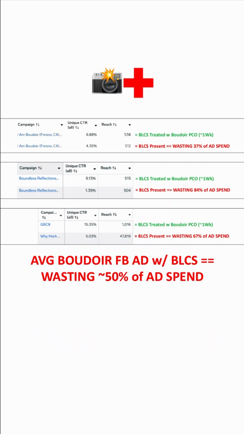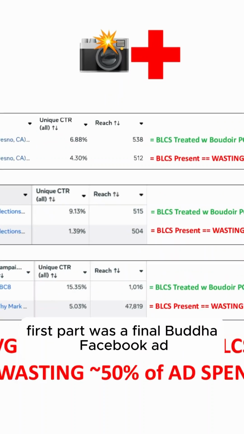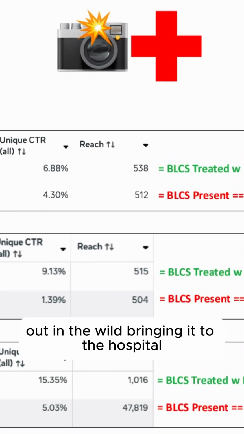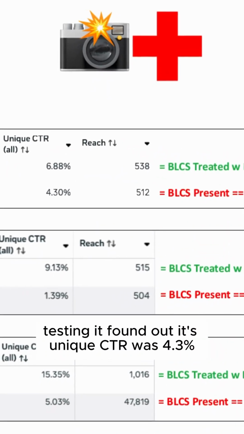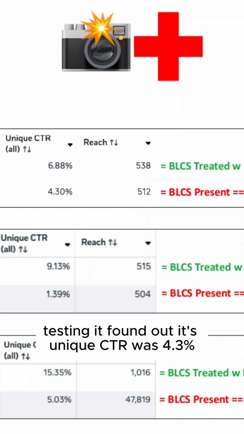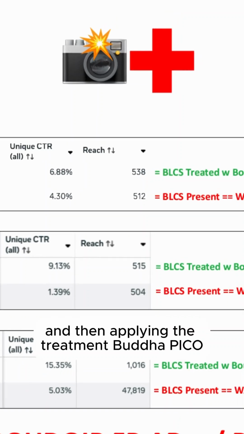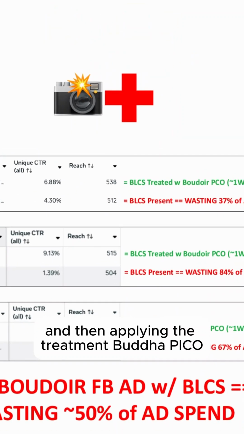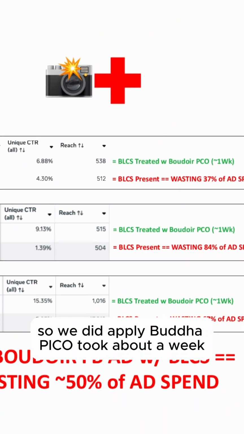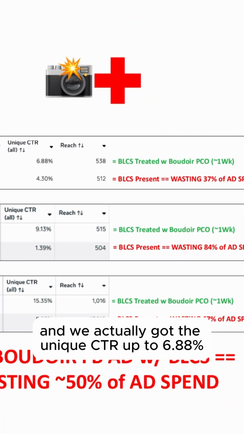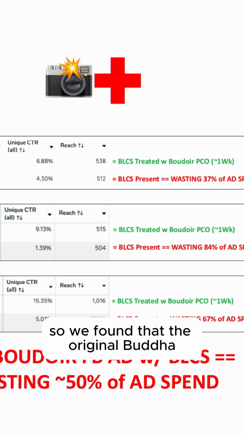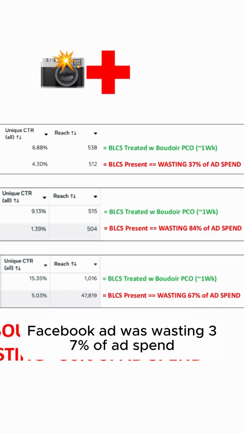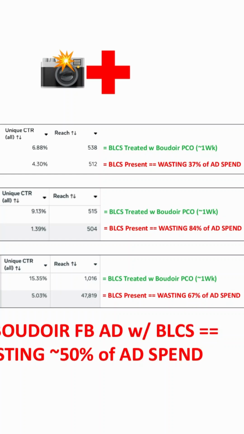So from my residency, the first part was finding a Boudoir Facebook ad out in the wild, bringing it to the hospital, testing it, and finding out its unique CTR was 4.3%, and then applying the treatment, Boudoir Pico. It took about a week, and we got the unique CTR up to 6.88%. So we found that the original Boudoir Facebook ad was wasting 37% of ad spend, literally being wasted.